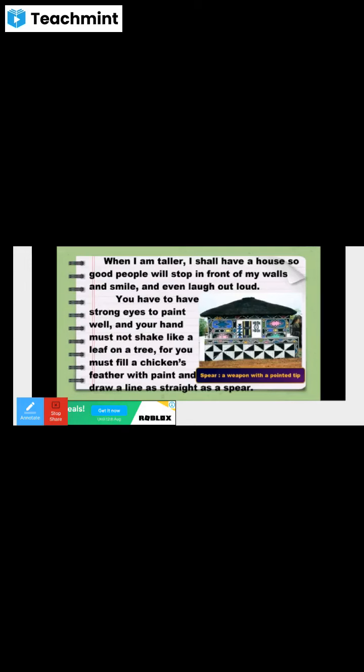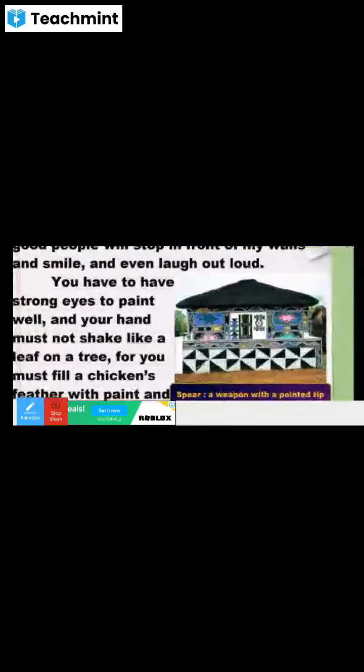So like this, she wants this type of dream, this type of hope for her future. Here she wants to build a good, beautiful building. So I shall have a house so good, people will stop in front of my wall and smile. They give a smile like this. Oh, it's very beautiful. They talk about this house like this.